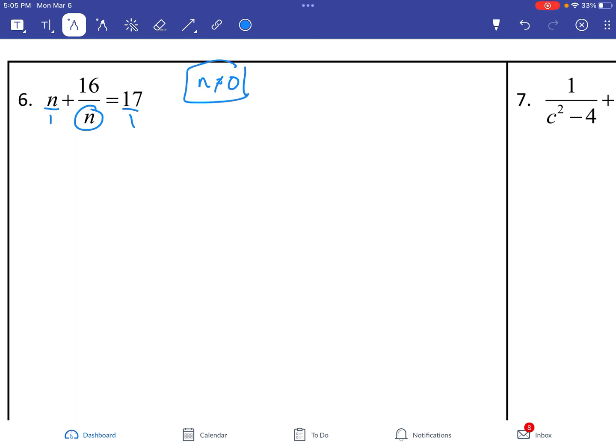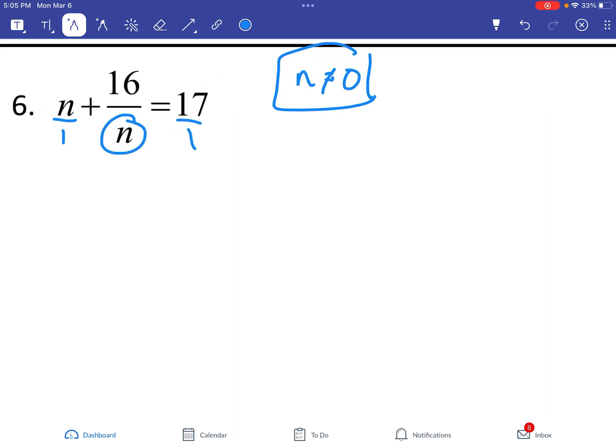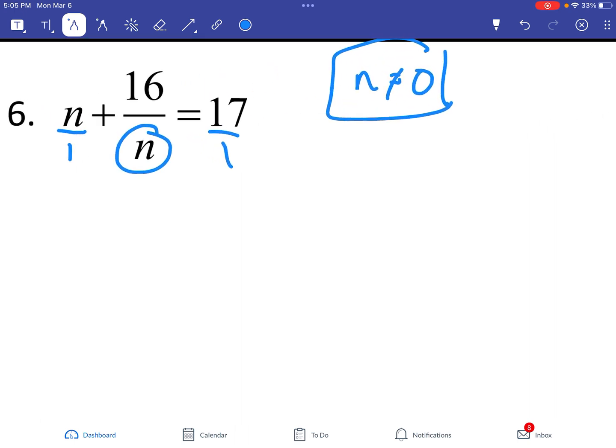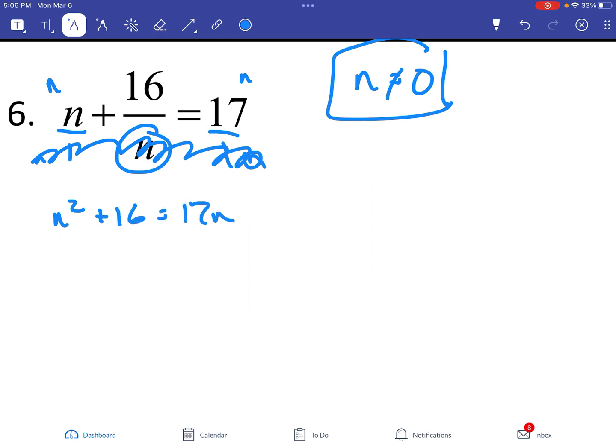Okay. In this case, in our 3 fractions, n is the only term that's not in the other denominators. We're going to multiply this fraction by n and the 17 by n. So n just goes in the bottom as well. Now that all 3 denominators are the same, we can get rid of them. So n times n on the top is n squared. The 16 doesn't get multiplied by anything, and the 17 gets multiplied by n.